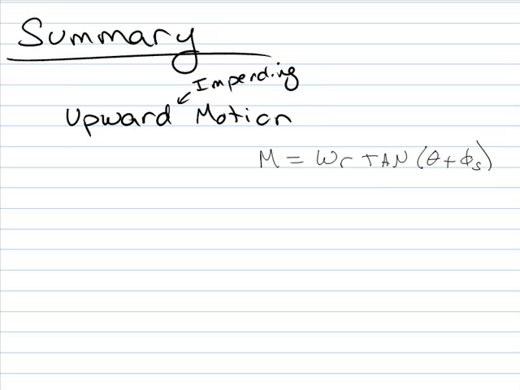So in this one, our equation is going to look like this, where we've got to work both against the lead angle and against the coefficient of static friction, the friction angle. Then we had two different options for downward impending motion.